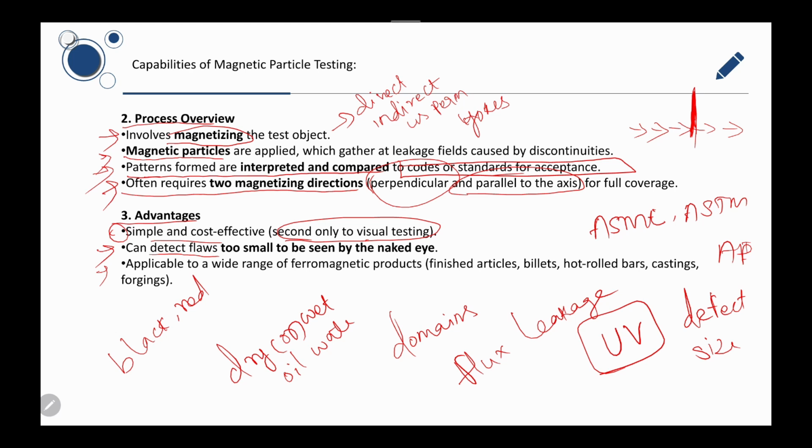The next one is it can be used on finished parts, like gears and shafts, as well as raw materials like billets, bars, castings and forgings. It's applicable to a wide range of ferromagnetic products.